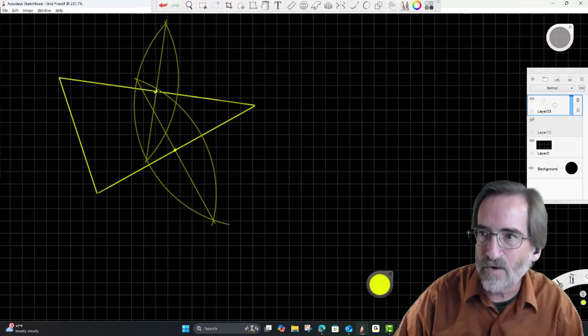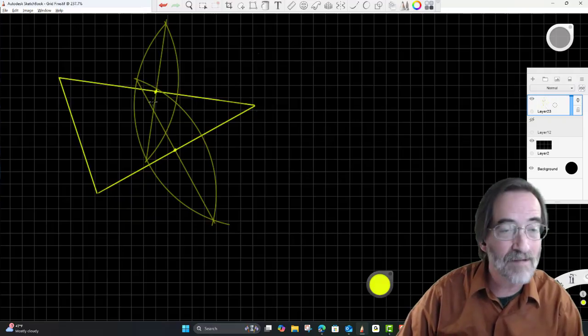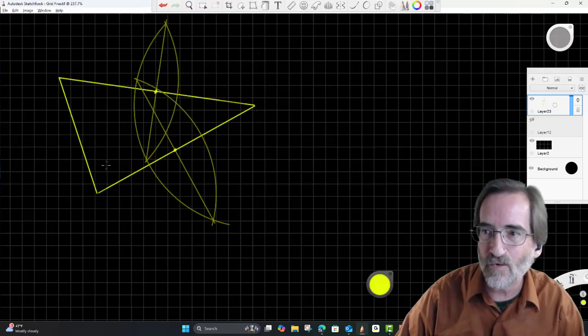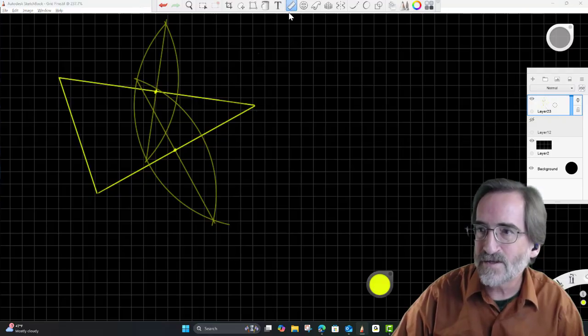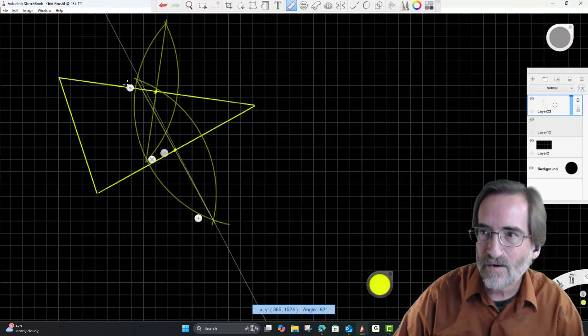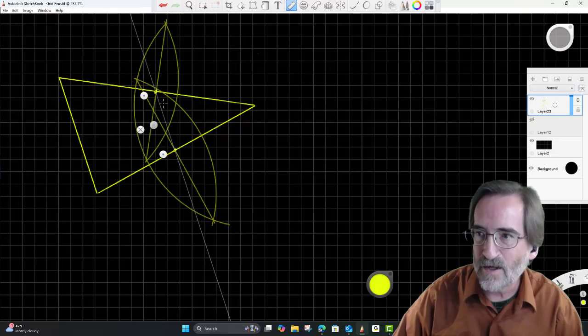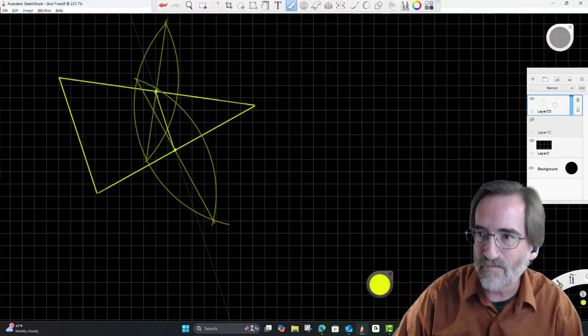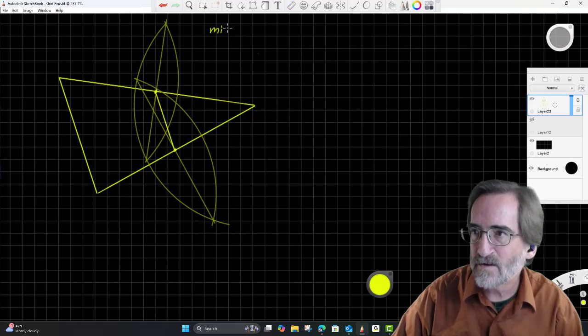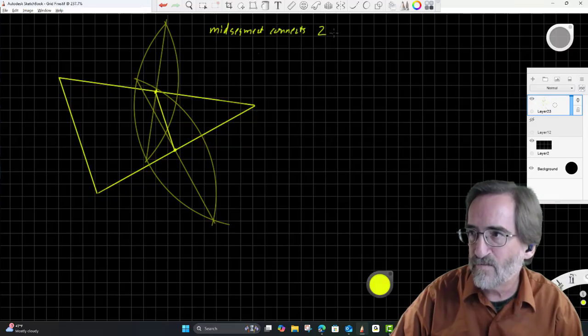Now you recall we did a section where we found the median, right? Median connects a midpoint to the opposite vertex. In this case, we're finding something called the mid-segment. The mid-segment connects two midpoints.